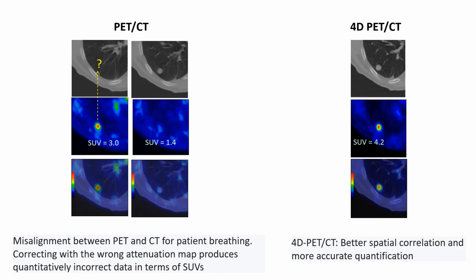Here is an example of a PET-CT study for characterization of a lung nodule. On the left, the standard acquisition in two different phases of the breathing cycle, where we can see that there is no correspondence between CT and PET components. SUV values are much different, while on the right the same study has been corrected for breathing movement, and the correspondence is much better, and also the SUV quantification is much increased, from a value of 3 in standard acquisition to a value of 4.2 in 4D.